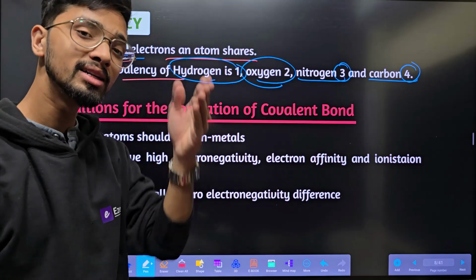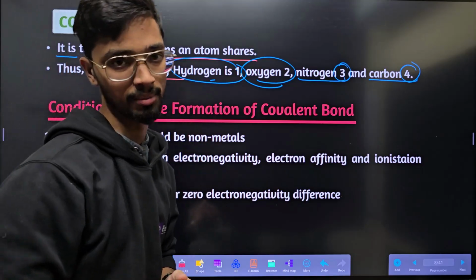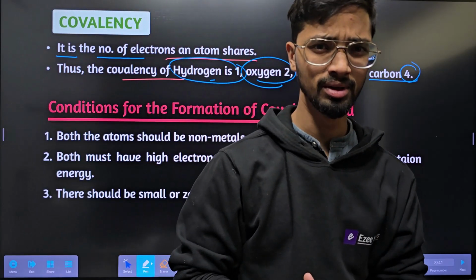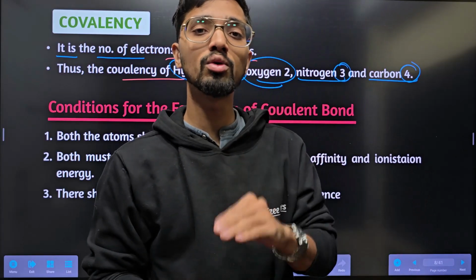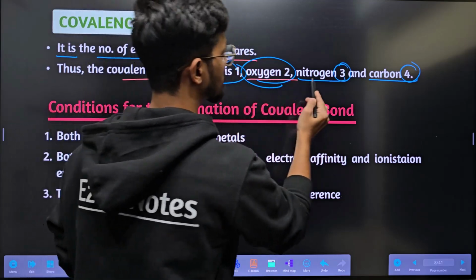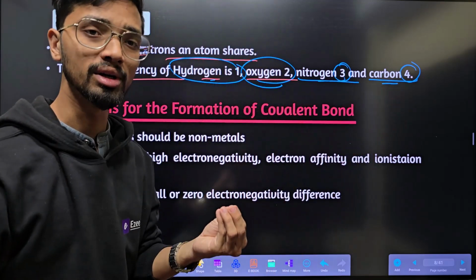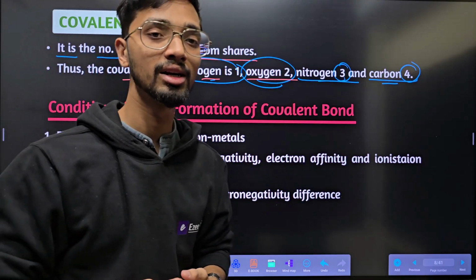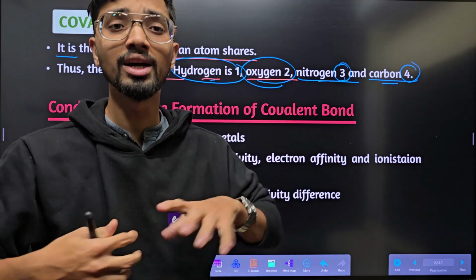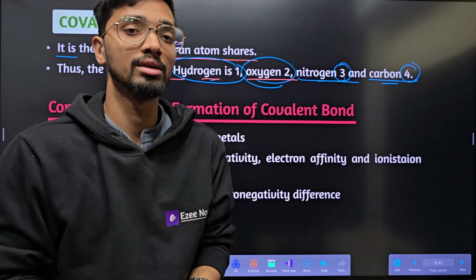Okay. Metals usually don't form a covalent bond most of the time. They won't share. Metals will lose electrons because they have low electronegativity. But hydrogen, oxygen, nitrogen, carbon, they are non-metals. They share electrons. Metals are the ones that lose electrons and become ionic, right?